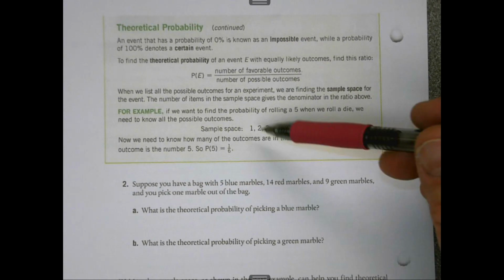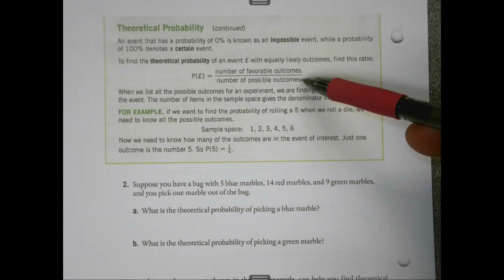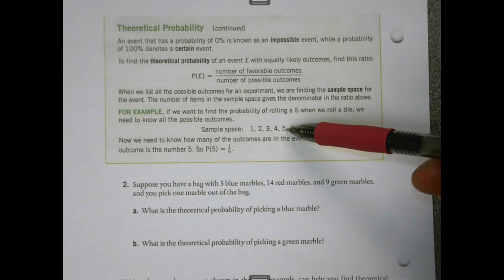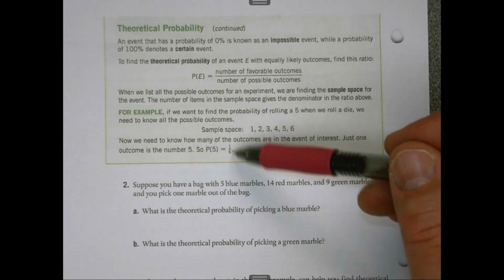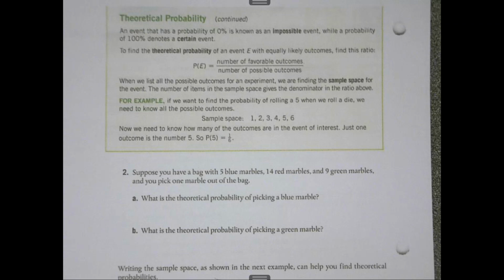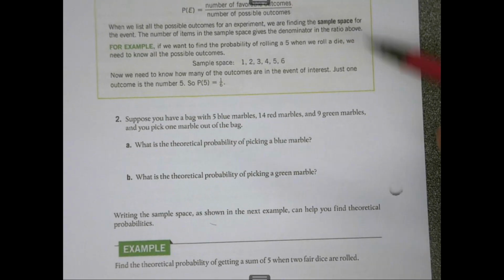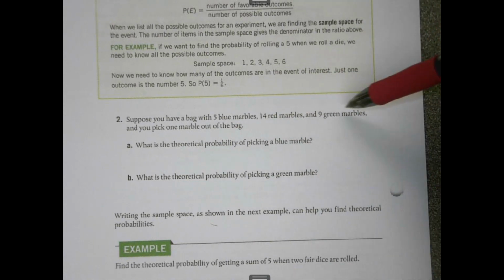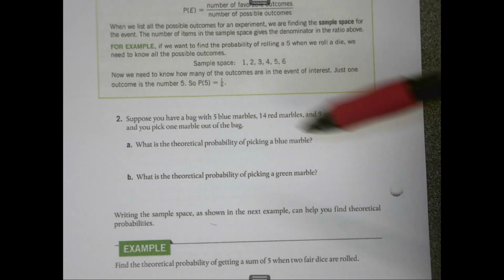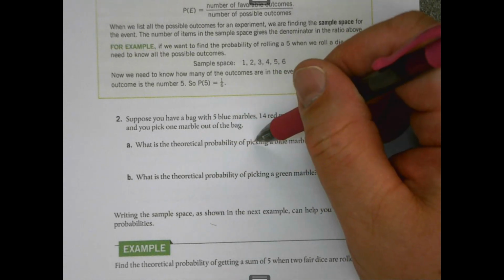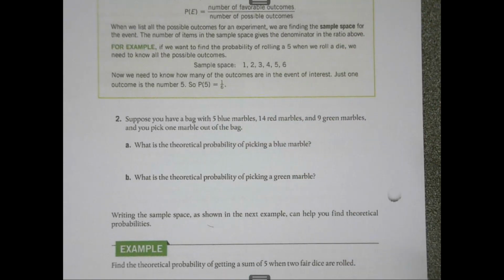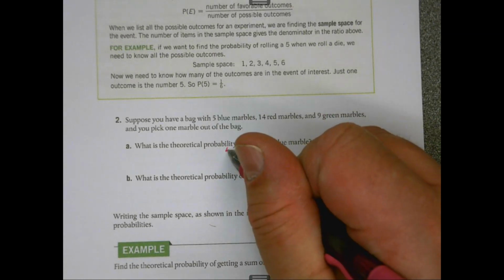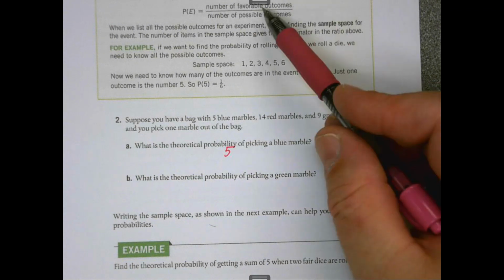Number two, suppose you have a bag with four blue marbles, 14 red marbles, and nine green marbles, and you pick one marble out of the bag. What is the probability of picking a blue marble? Okay, so picking a blue, you see five of the marbles are blue, and so the number of favorable outcomes is five, and then the number of possible outcomes. So I need the total number of marbles. Let's see, five plus 14 is 19, plus 9 is 28 total marbles.